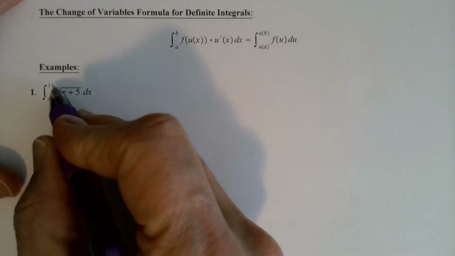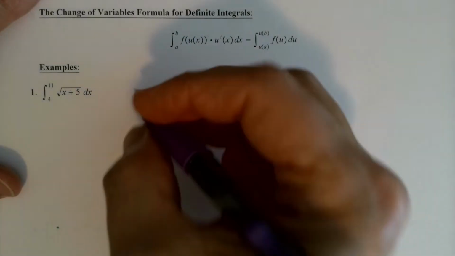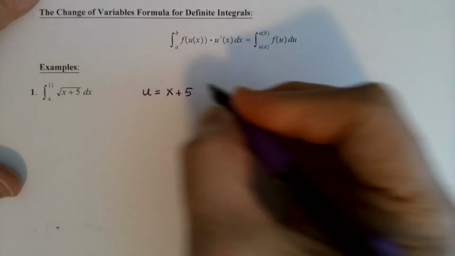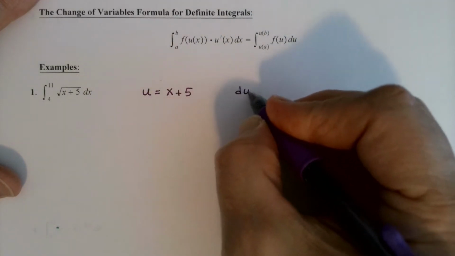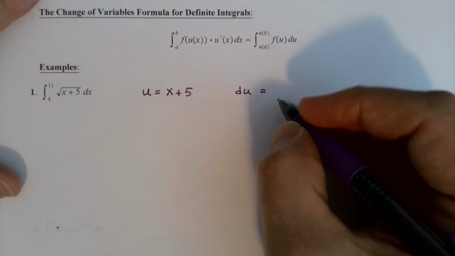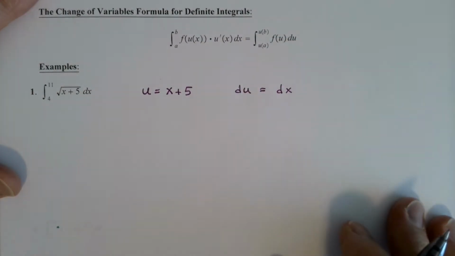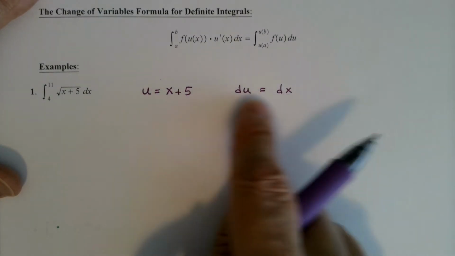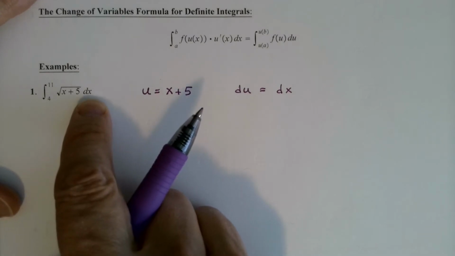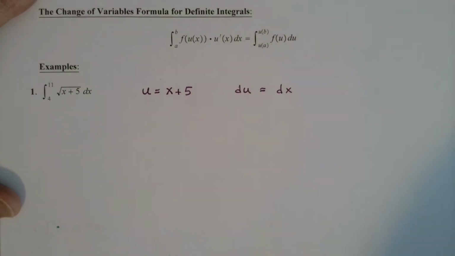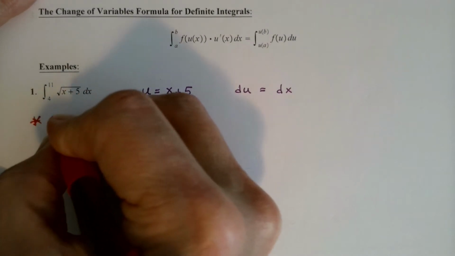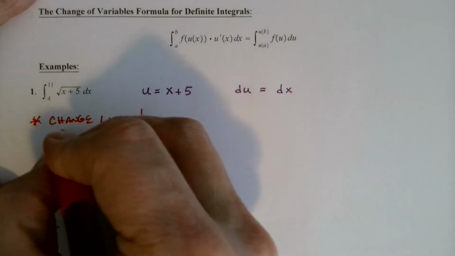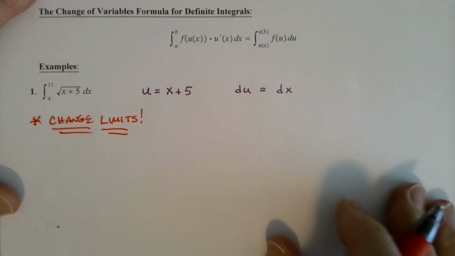So here we have now a definite integral from 4 to 11. How would I do the substitution here? Very simply, I would let u be the inner function x plus 5. Now in this case, the derivative of x plus 5 is just 1. So du dx is 1, so du is equal to dx. There's no manipulation at all. That just changes right over. But here's the key. We have to change limits. If we're going to change the variable, we have to change the limits. And that's something students forget to do.